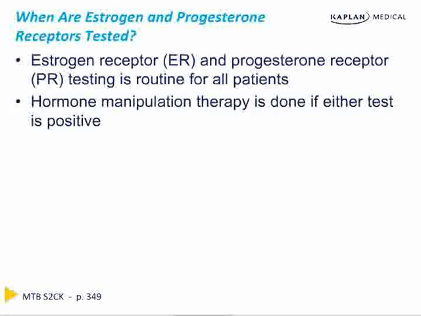You may have heard of triple negative breast cancer, that's negative for ER, PR, and HER2 neu, which has the worst prognosis. But receptor status also gives you information about additional therapies that may be beneficial in treating breast cancer. We'll talk more about these, the estrogen receptor antagonists like tamoxifen or raloxifene.